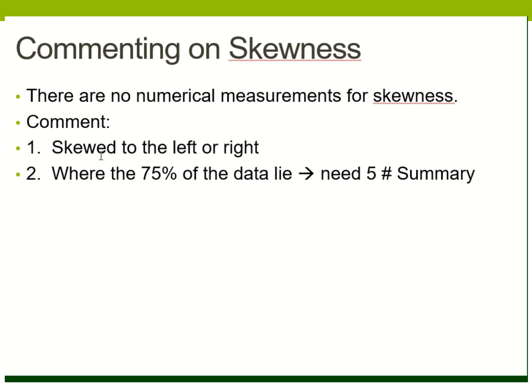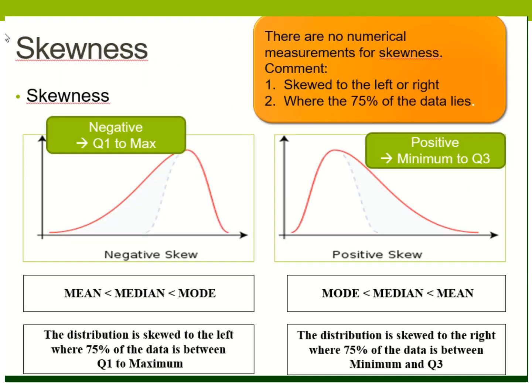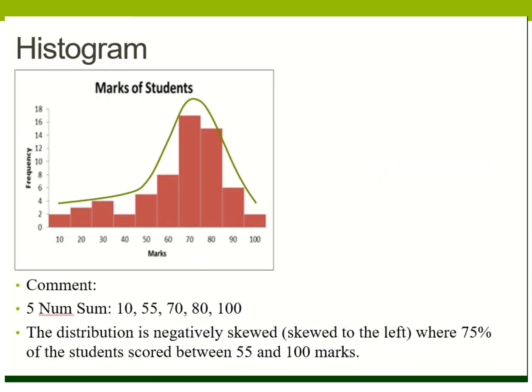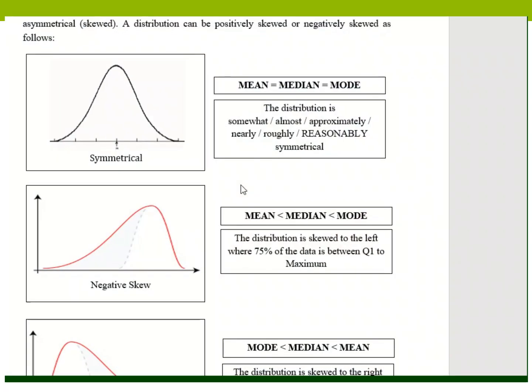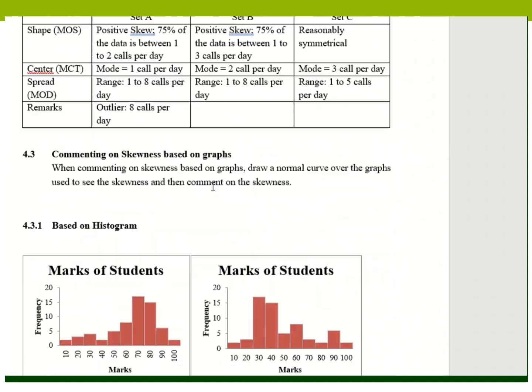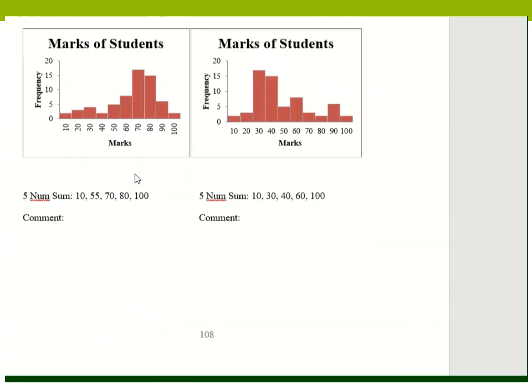Okay, so commenting on skewness, again, I want 2 points. Skewed to the left or right, or you want to use positive or negative, is up to you. 75% of the data from where to where. Use the format from here. You cannot use any other format, all right? Don't go and put it in your own words. Okay, so this is actually in your manual. Right now, we are actually on page 108.